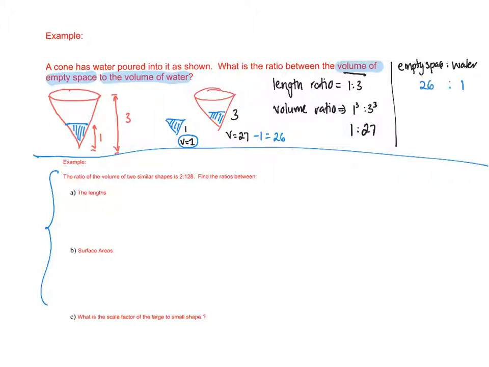Can you see how that was a little bit harder? That's getting a bit nasty, yeah? So they didn't want just the volume ratio. They wanted you to minus that and work it out.